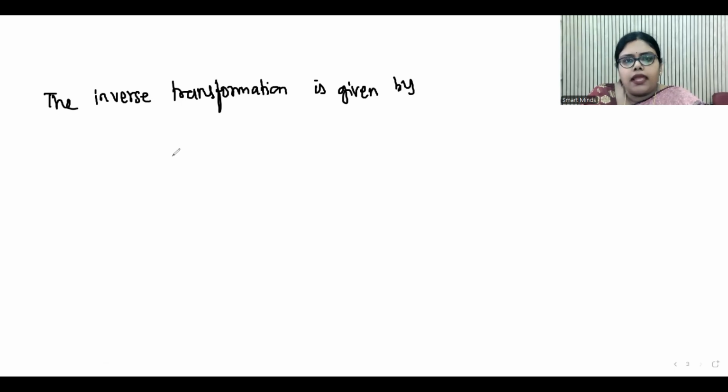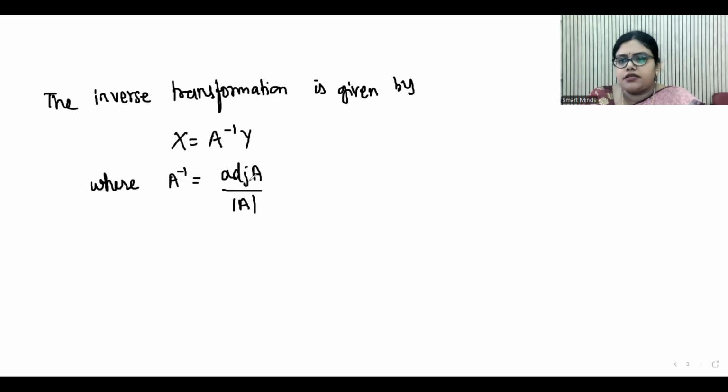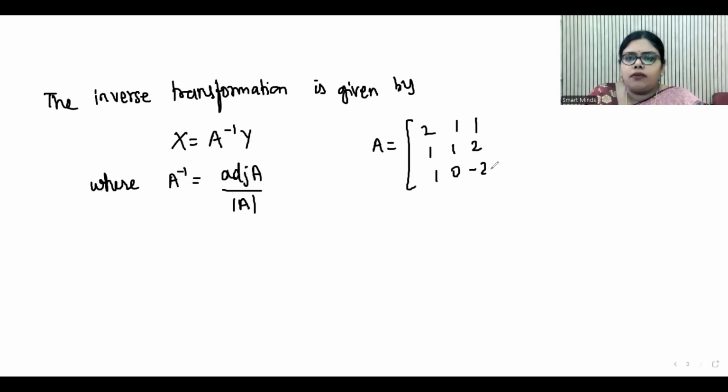Now we need to find the inverse transformation. How do you find the inverse transformation? So the inverse transformation is given by, what is the formula for inverse transformation? X is equal to A inverse Y, where A inverse is equal to adjoint A by determinant A. So to find adjoint A, we need to find cofactors. Cofactors of A. So for my convenience, I am writing the A matrix here. That is 2, 1, 1, 1, 1, 2, 1, 0, minus 2.